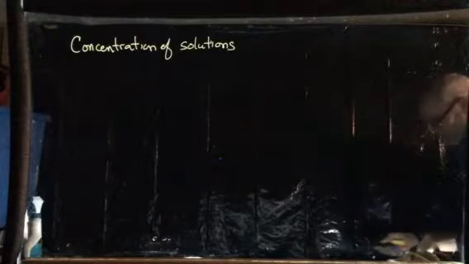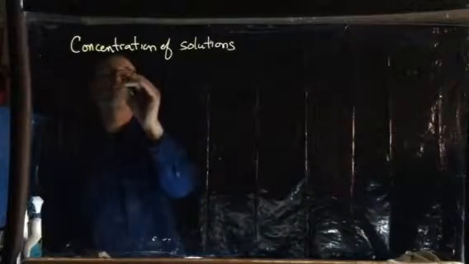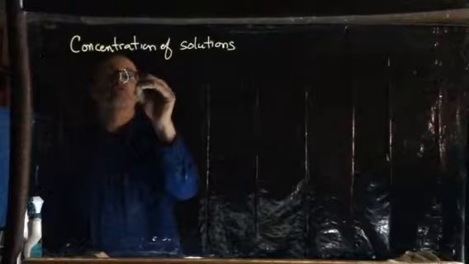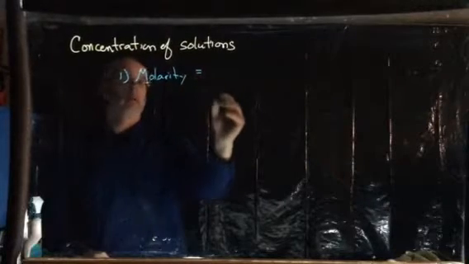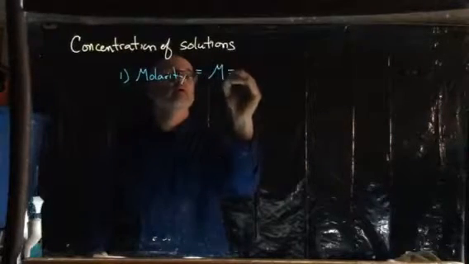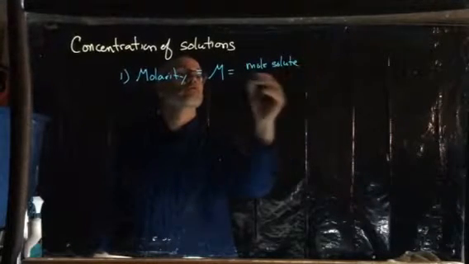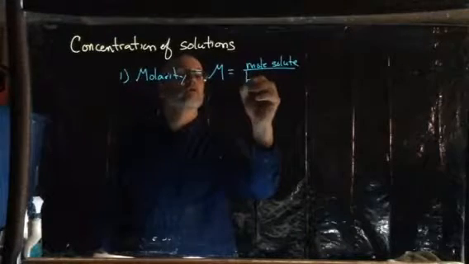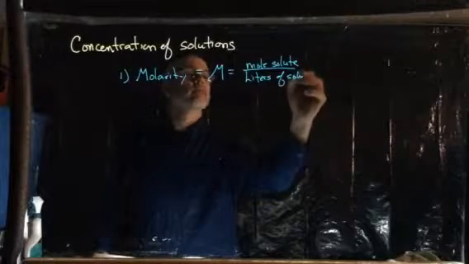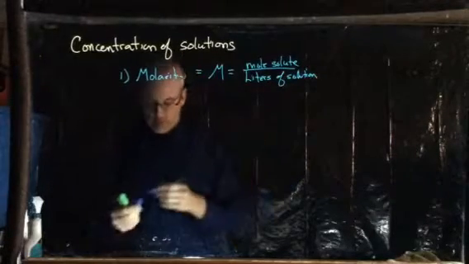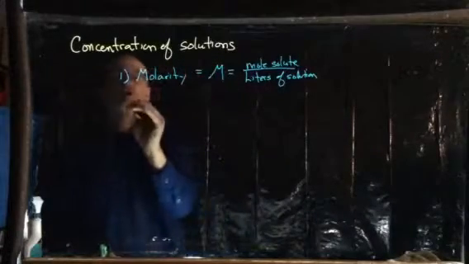Concentrations of solutions. This is a numerical way of determining concentrations. One way of determining concentration is molarity. Molarity was given the symbol big M, and it stands for moles of solute over liters of solution. We'll work some problems using these eventually, but that's one way of expressing concentration.